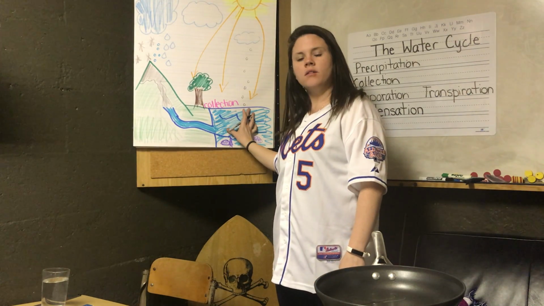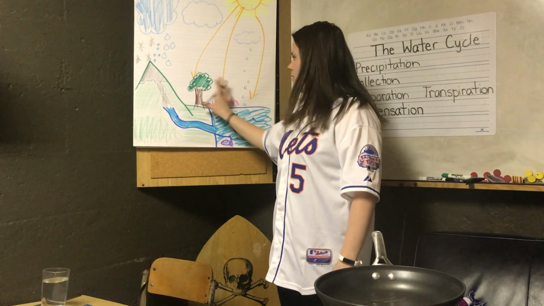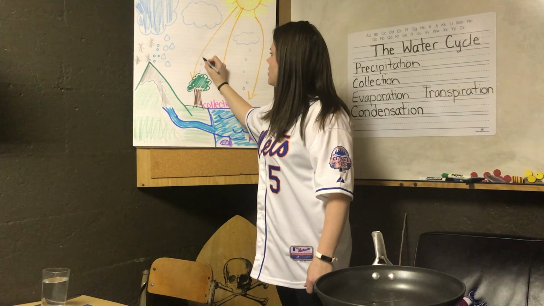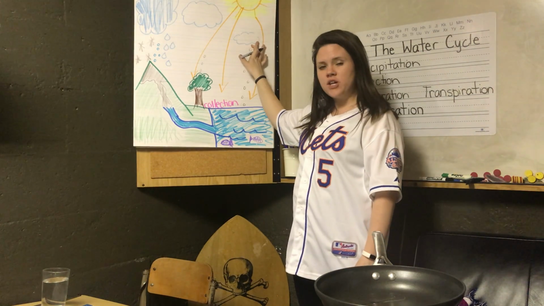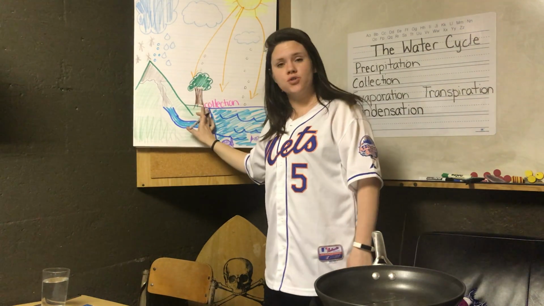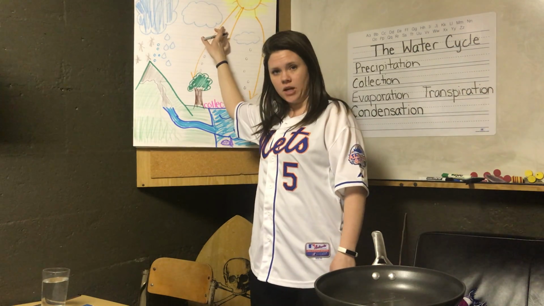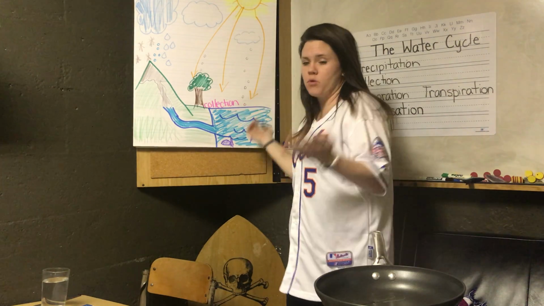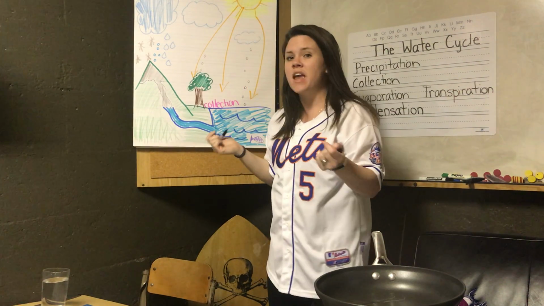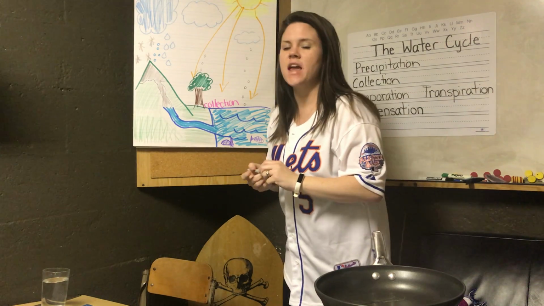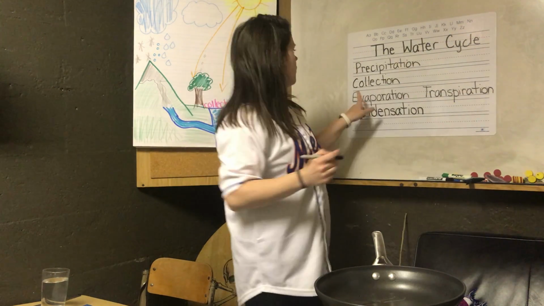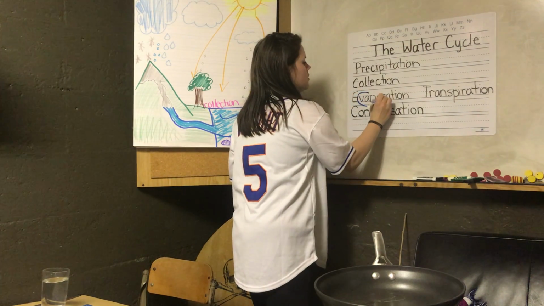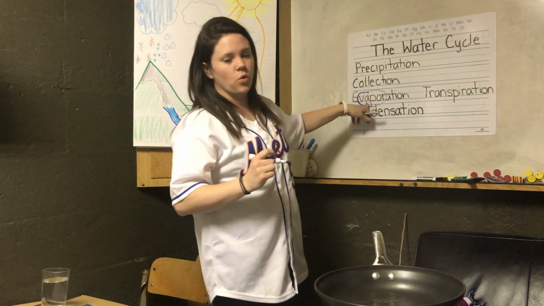Now, it doesn't only leave there. It leaves from plants and trees too. And this is called evaporation. And when it leaves from plants and trees, it's called transpiration. Mr. Sun plays a really big role in this. When he heats that water up, the water rises and it turns into a vapor. That's why we hear the word vapor, right? Evaporation. You see it inside the word. Vapor. Right? Evaporation. The water turns into vapor.